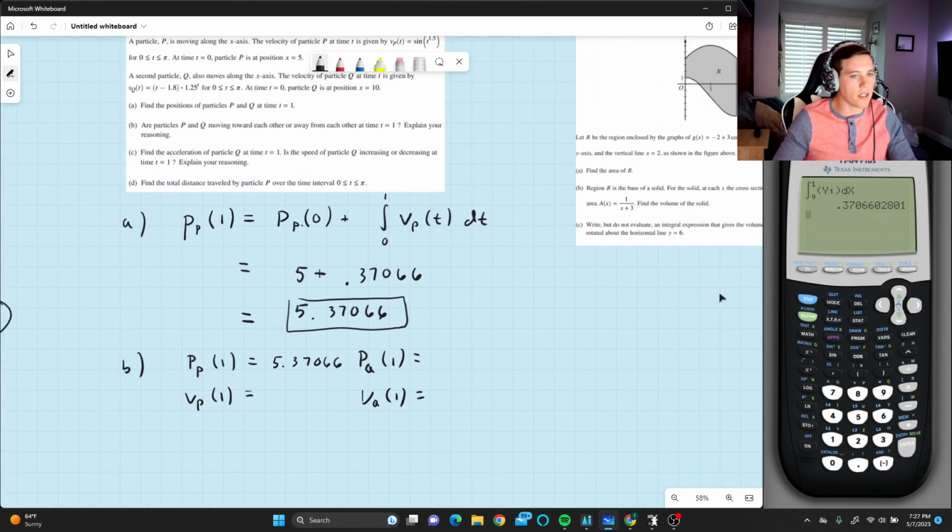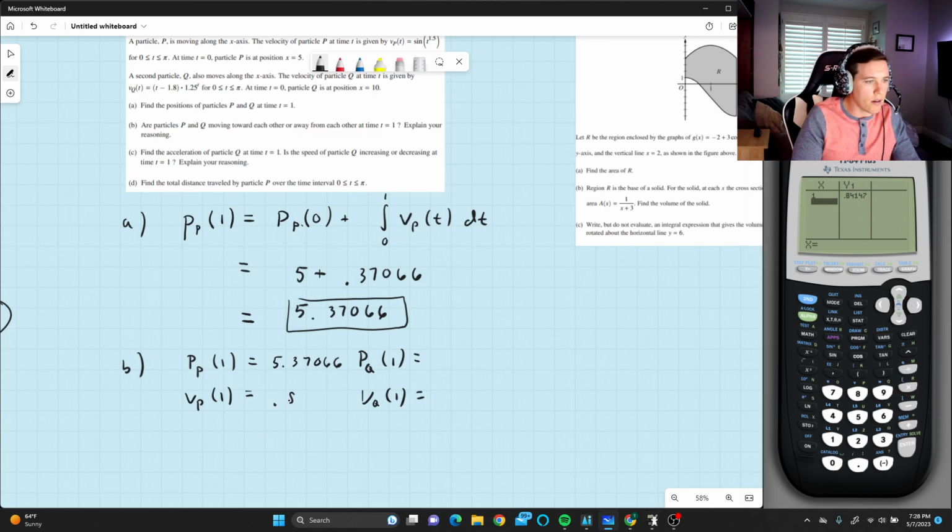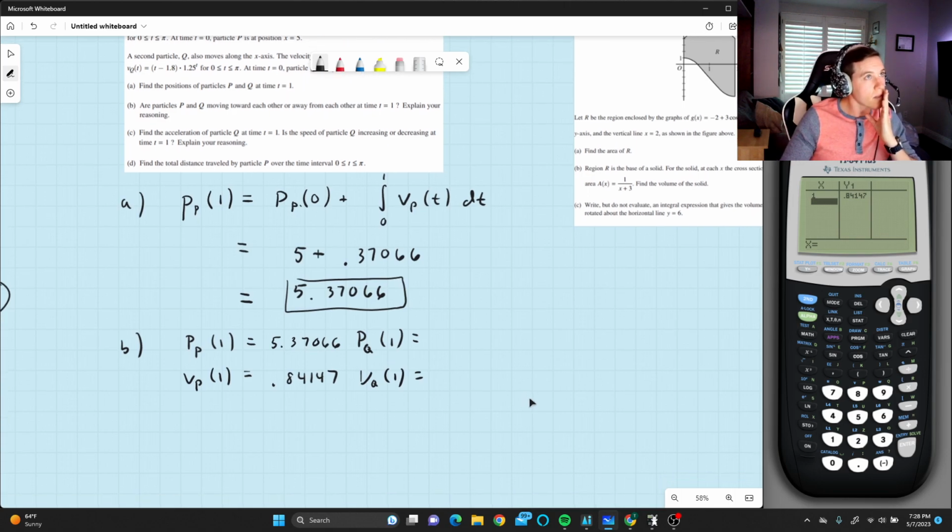If I give you the velocity function, there it is. Don't ever plug in by hand. Instead, do this. Go to second, table set, and tell it to ask you for values. And then go to your table and plug in 1. And that gives you the velocity, which is positive 0.84147. Remember, the table will give you values, so you don't have to sit there and plug things in. And yeah, you don't have to simplify any of these values. Yeah, that is a good point, but we're not going to.